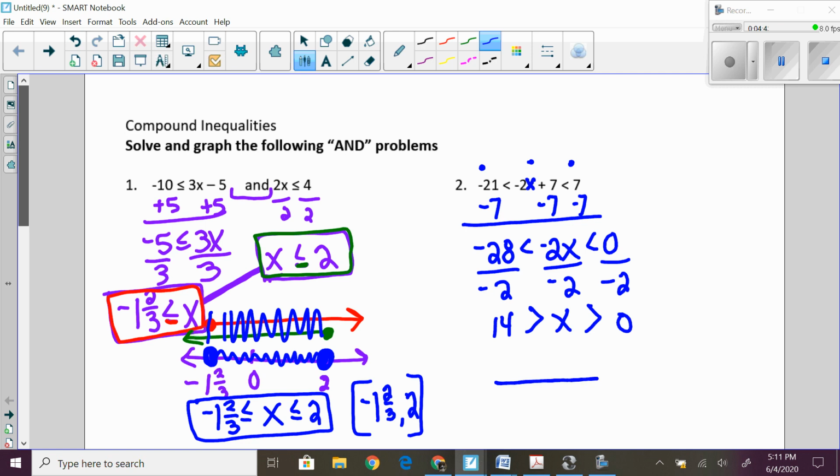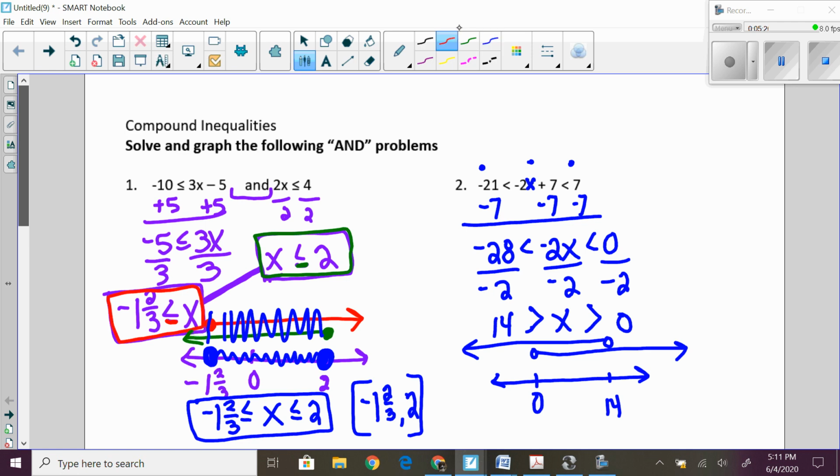So let's go ahead and make our number line. We need our number 0. We need our number 14. These inequalities do not have the equal sign under them. So we will have an open circle here on 14, and it says 14 is bigger than x. Well, 14 is bigger than these numbers. And then it says x is bigger than 0. Open circle on 0, and x is bigger than 0. Well, 1, 2, 3, 4, 5, and so on. Those are the numbers that are bigger than 0.